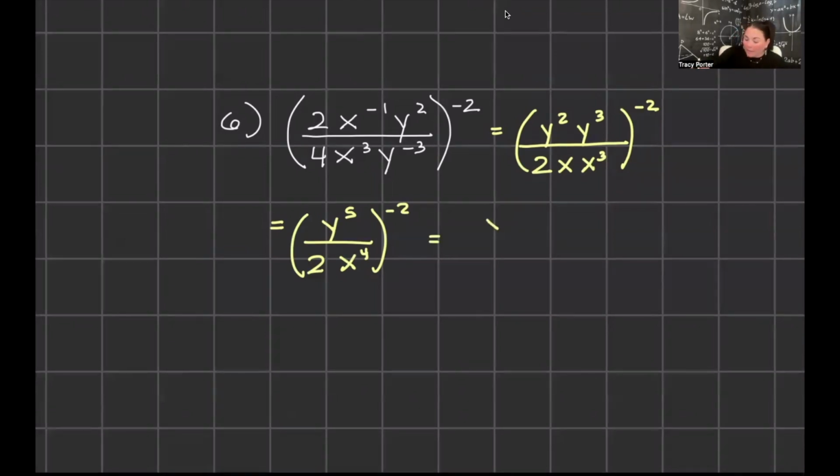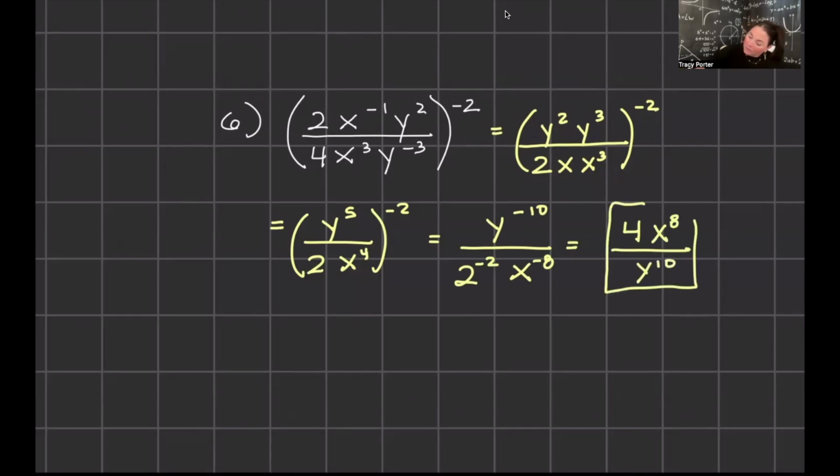So that is going to give us a negative 10 power for y. Don't forget your coefficient, the 2. So that's going to be 2 to the negative 2, and then x to the minus 8. So that's going to become 2 squared in the numerator, which is 4, x to the 8th in the numerator, and then a y to the 10th in the denominator.